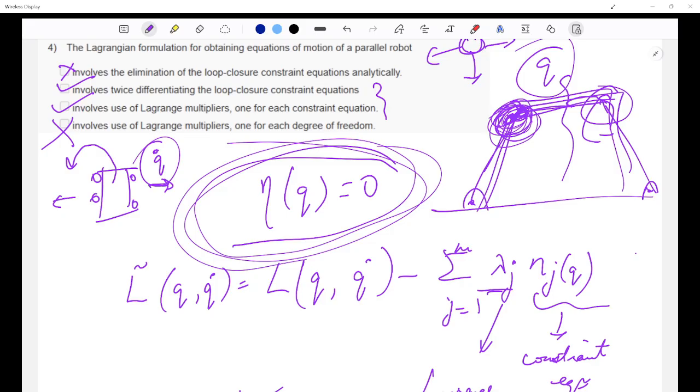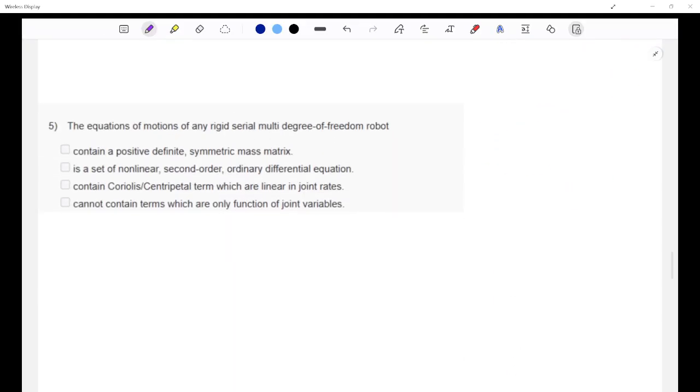So I think we were done with this question. If someone has any question related to this, if not, then we'll move to the next question. Okay, I think there are no questions. Let's move to the fifth question.